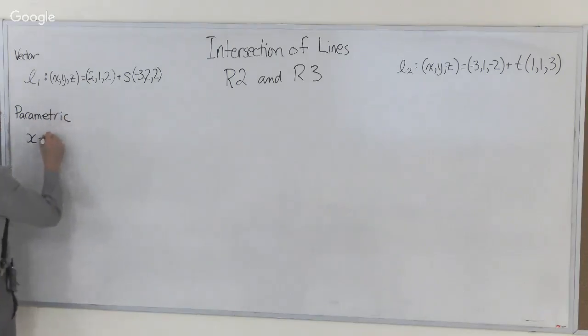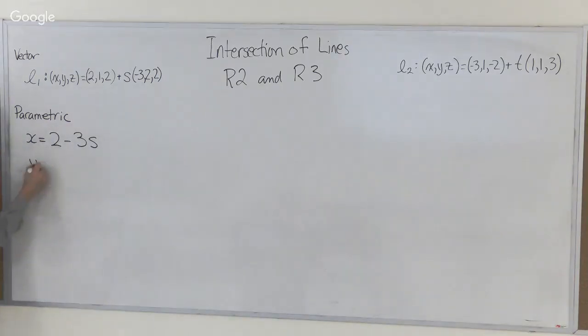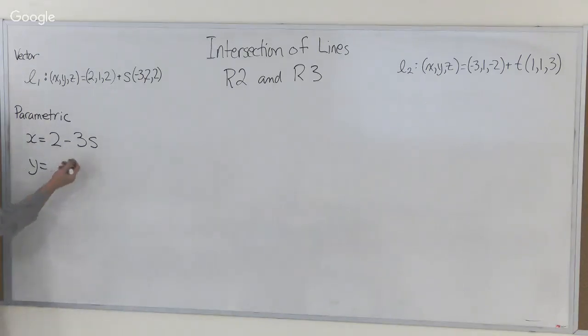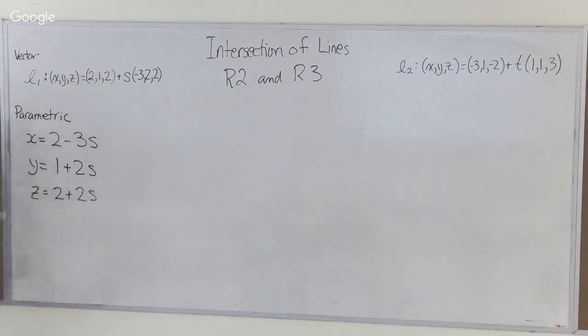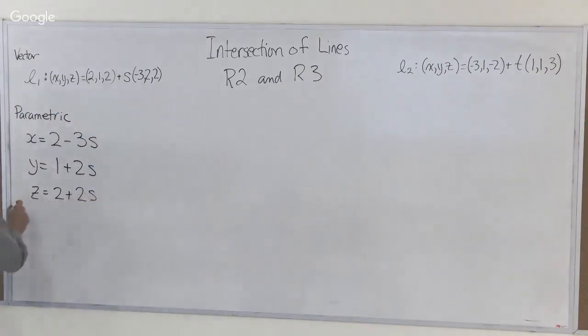So I'm going to do the x. 2 minus 3s is my x coordinate, and it's based on the value of the parameter s. What is the formula for my y coordinate? 1 plus 2s is my y. And what is the formula for my z coordinate here? 2 plus 2s. Very good.